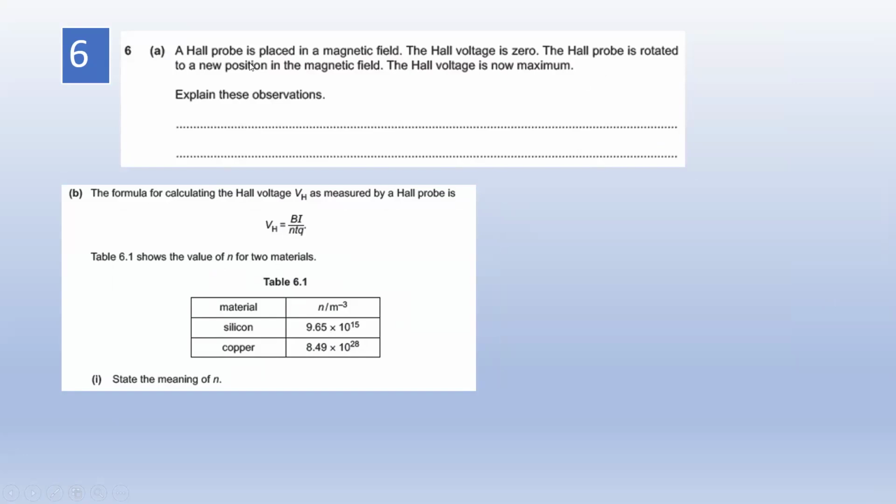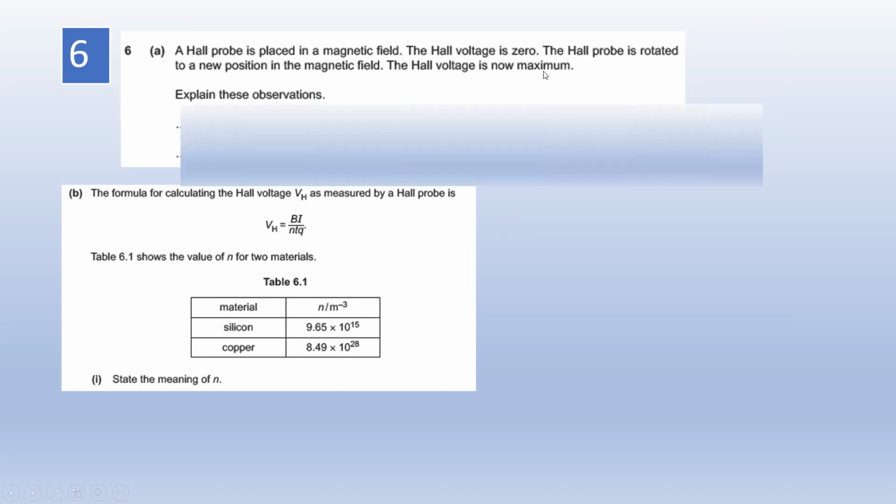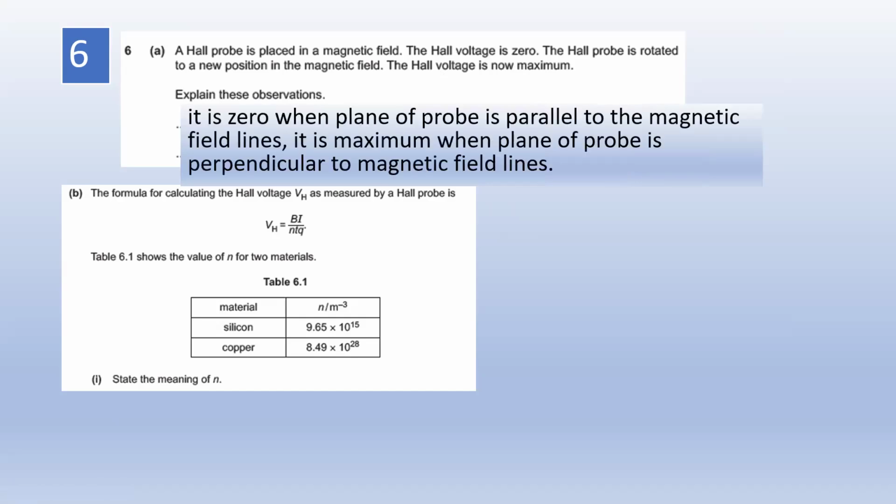You place a Hall probe, the voltage is 0 when it is parallel to the magnetic field lines. Then you rotate it to a new position, and the maximum Hall voltage is when the surface is perpendicular to the magnetic field lines. After that, it's just basic, trying to get you to memorize simple things first, before they start difficult things.